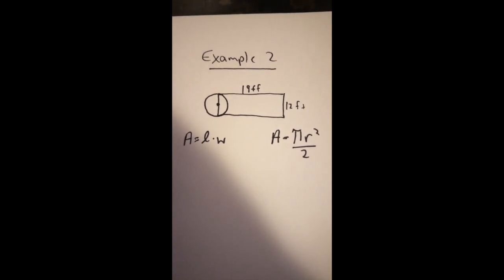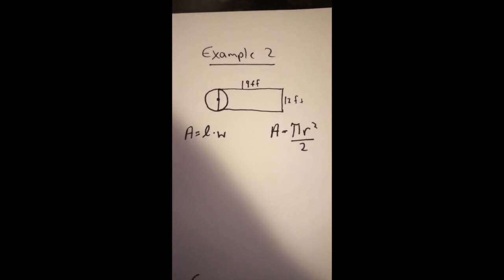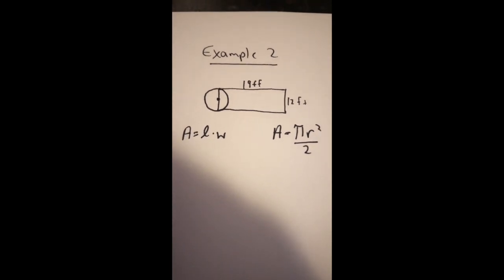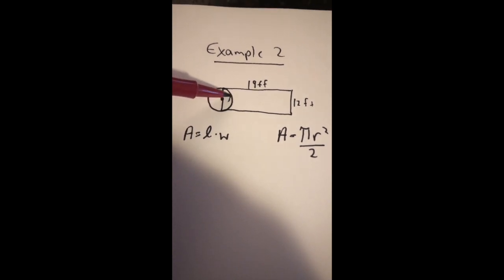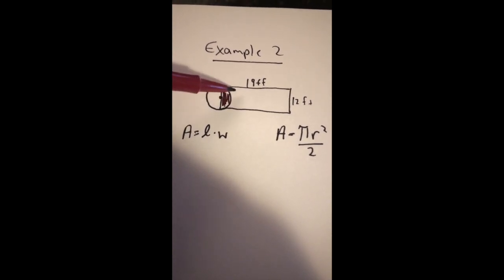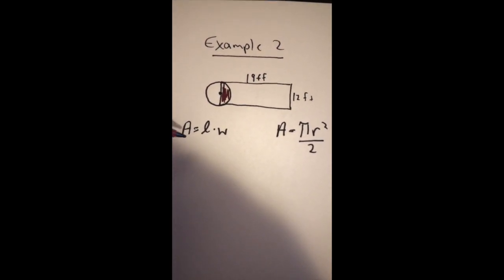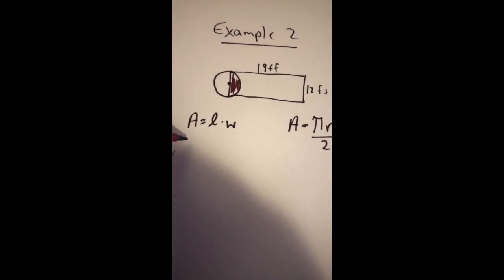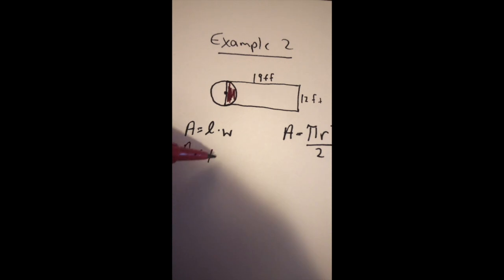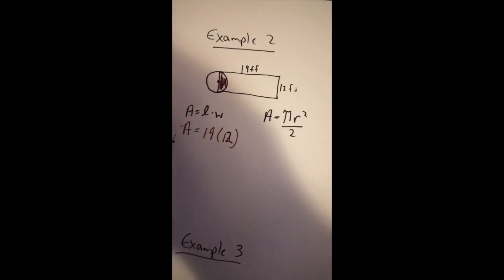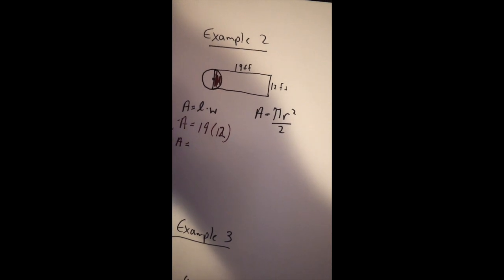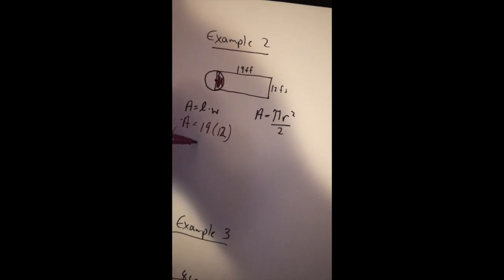All right, so then we move into using our different shapes, which would require us to use formulas as well. If we look at this shape, you can see that this part of the circle is actually part of this rectangle. So we're not going to do the circle twice. We are going to do a rectangle, where the area of our rectangle is length times width. So area is equal to 19 times 12. When we do that math, we get A equals 228.